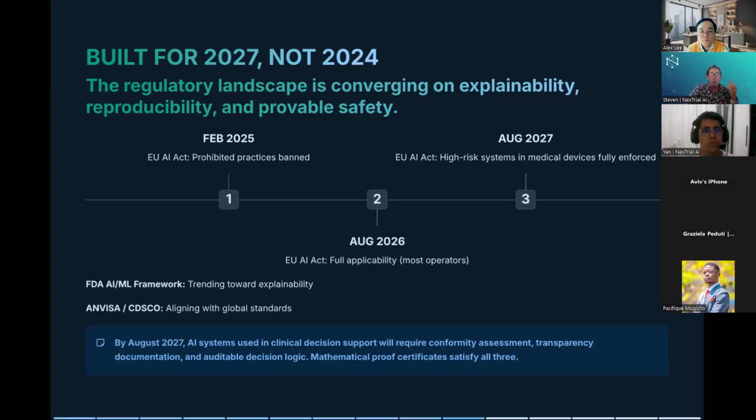You don't need to bolt on an explainability layer, right? The physics is the explanation. The proof is the audit trail. Everyone building a clinical AI today without the path to formal verification is accumulating regulatory debt.